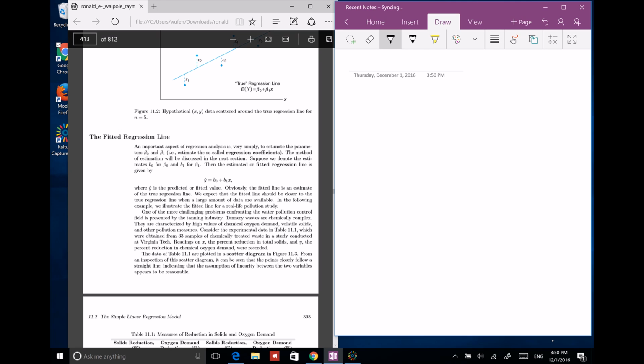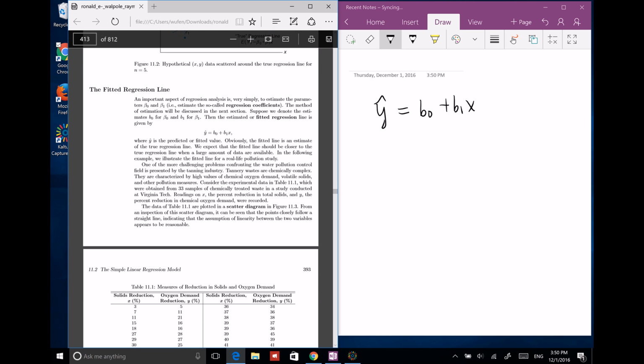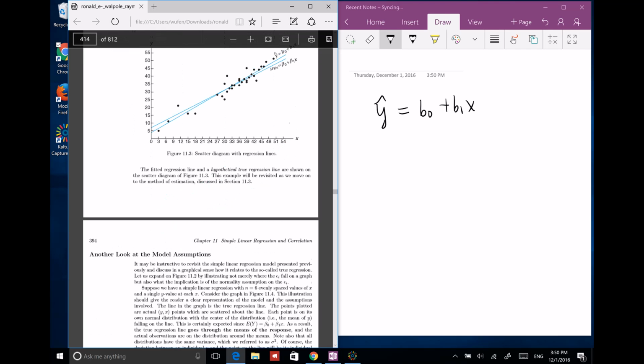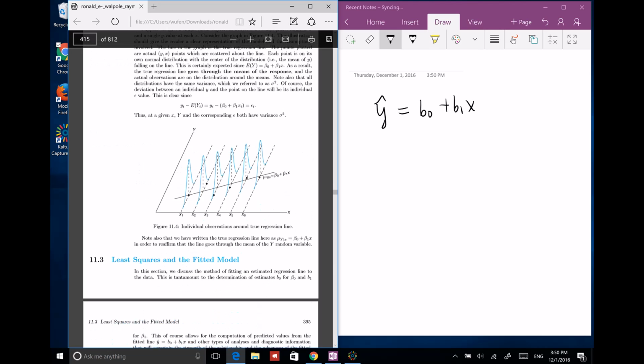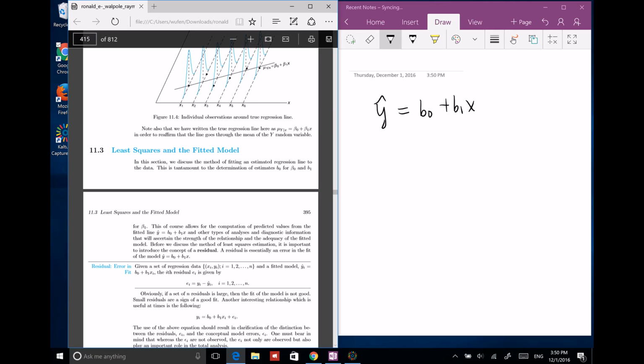So basically the fitted regression line for the next section. The estimation, a fitted regression line, is supposed to be b0 plus b1x. Okay, so how are we going to make sure this is the best fit? For the best fit, we're going to look at 11.3, least squares and a fitted model.